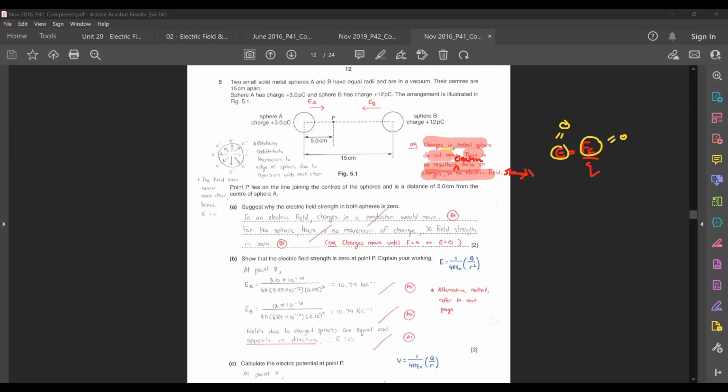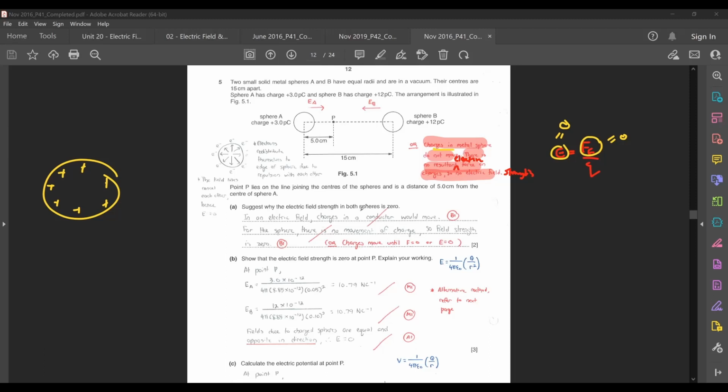Initially, your charges do move, but because they tend to repel themselves as far away as possible to the surface of the sphere, after a while they stop moving. It's from this point onwards that you consider. All right? So that's why we say the charges do not move anymore. But before this, they do move.